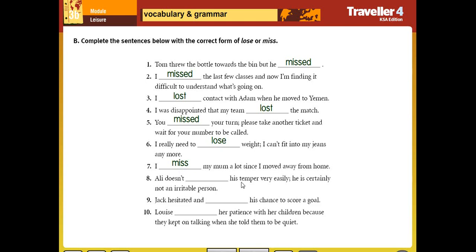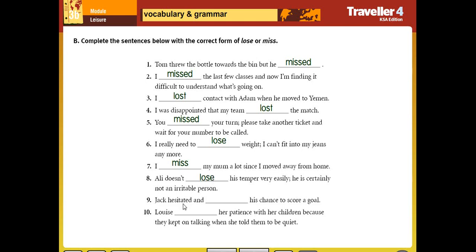Ali doesn't his temper very easily. He is certainly not an irritable person. When someone is irritable, it means that he gets angry very easily. So, Ali doesn't lose his temper. It means he doesn't lose his temper easily, not miss his temper. It's lose. Ali doesn't lose his temper.